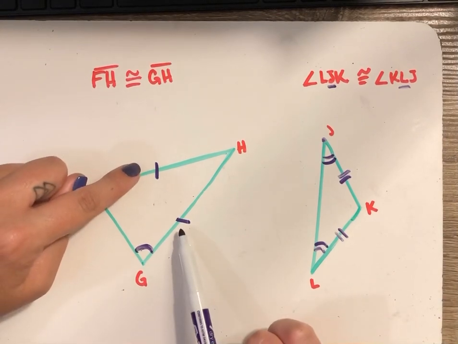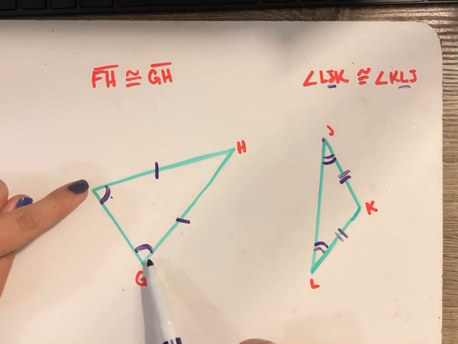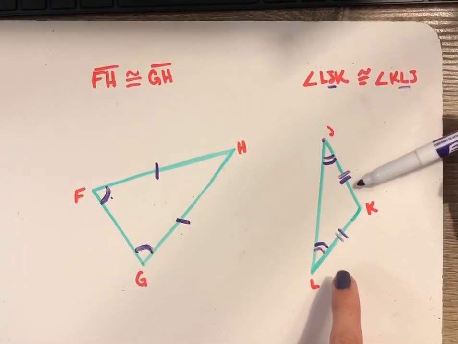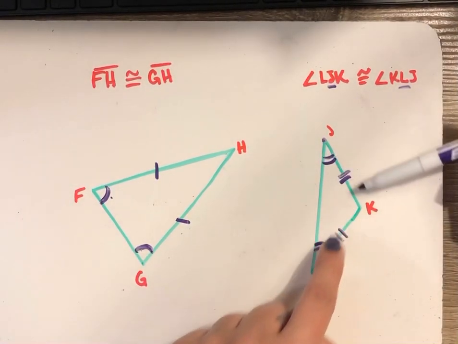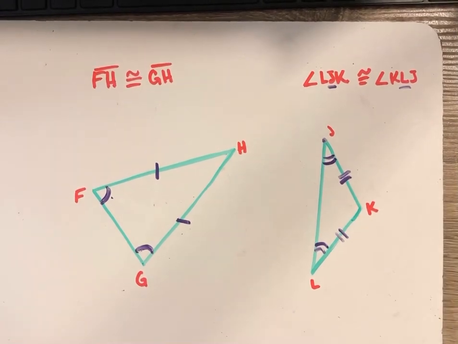I used one tick mark here to indicate that these two segments were congruent. This is a different pair of segments, not congruent to the original two, but congruent to each other. So I used two tick marks there.